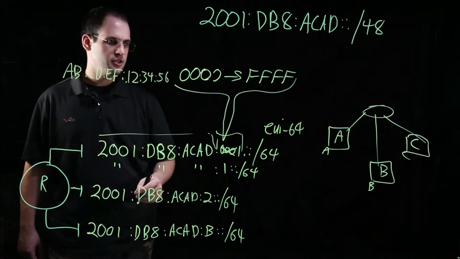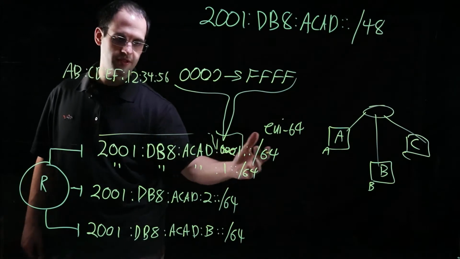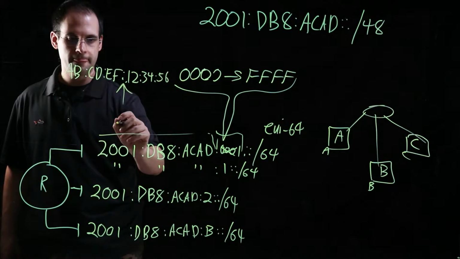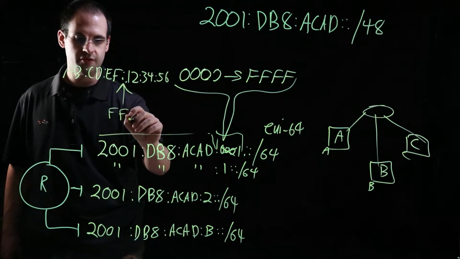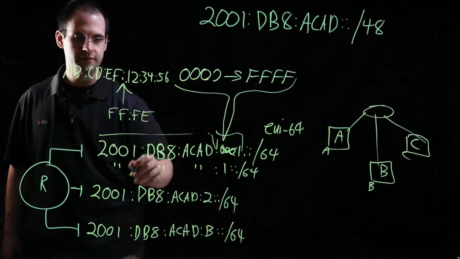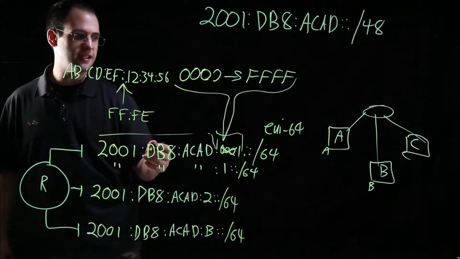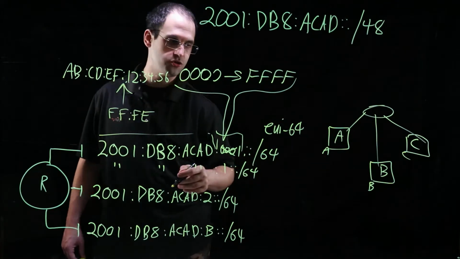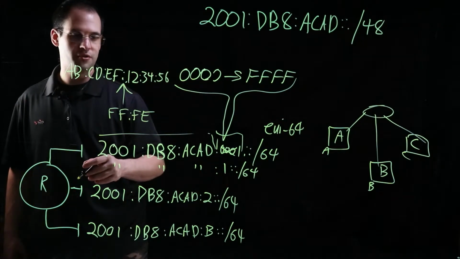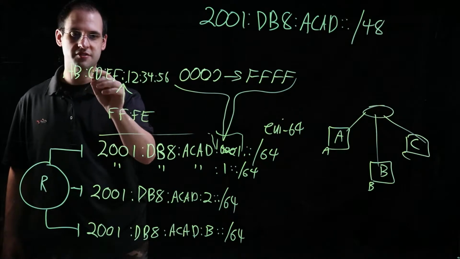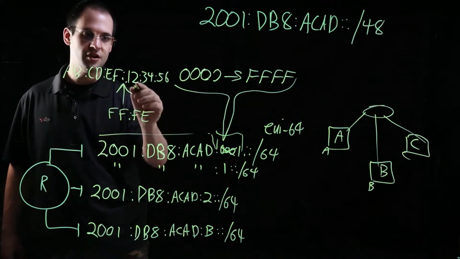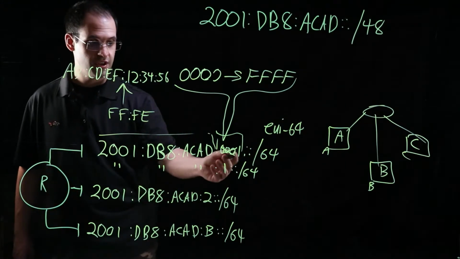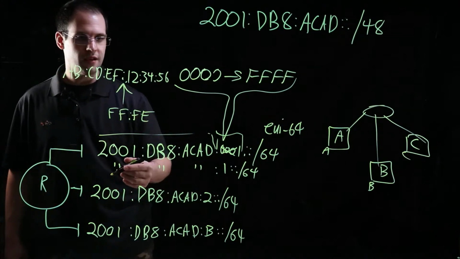48-bit MAC address. Well, if that's 48 bits, and this is a 64-bit network, you can actually squeak right in the middle here F, F, F, E, right? So you could create an address based on the MAC address of this computer. So the computer's IP address could be A, B, C, D, E, F, F, F, F, E, 1, 2, 3, 4, 5, 6, right? That could be a valid IPv6 address on this network, okay?